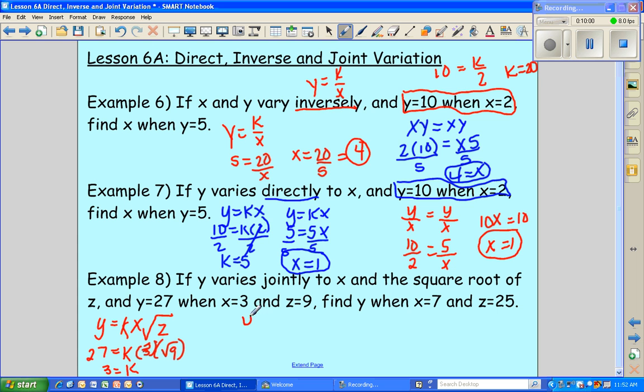So I'm going to take that k value, I'm going to go back to the same formula, x square root of z. I need to fill in, I'm looking for y. I just found my k is 3. Now my x is 7 and my z is 25. So the square root of 25 is 5. 5 times 7 is 35. And 35 times 3 is 105. So my answer to this one would be 105.